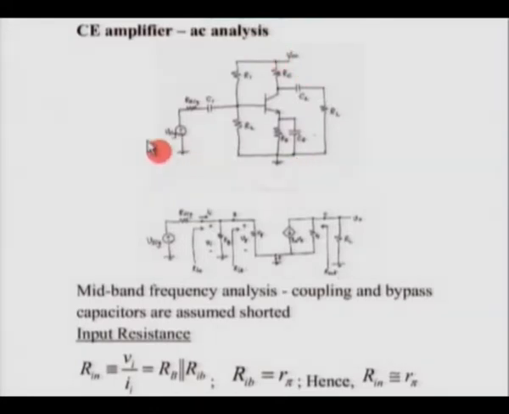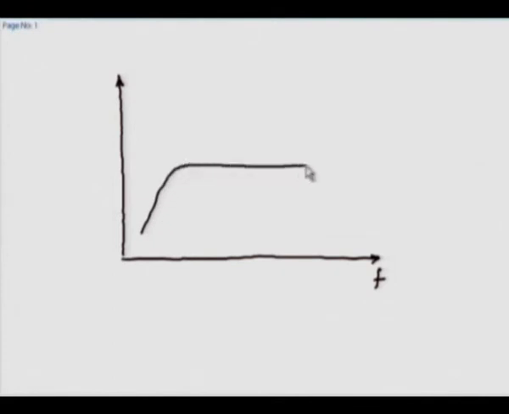Now before we start the analysis, one very important thing to keep in mind is that we are talking about mid-band frequency analysis. Again, what do we mean by mid-band? We can draw the frequency response of a common emitter amplifier, the one which I showed just now, something like this. The amplifier characteristic is like a band pass filter. It has two cutoff frequencies, the lower cutoff frequency and the upper cutoff frequency. We have a region in the middle which is called the mid band.